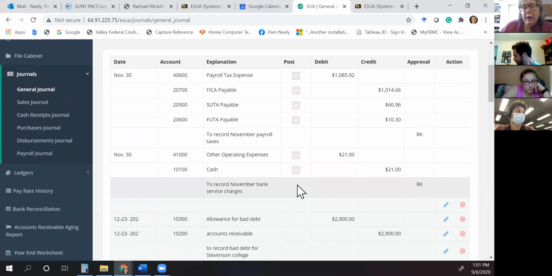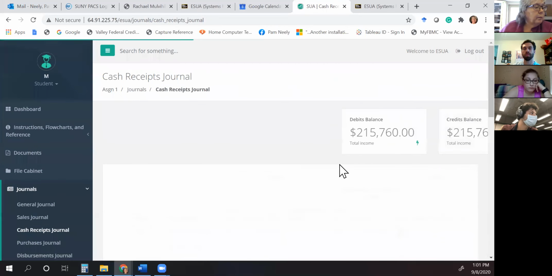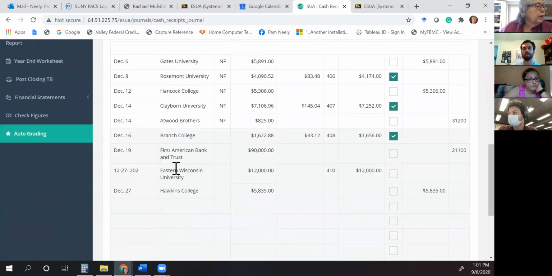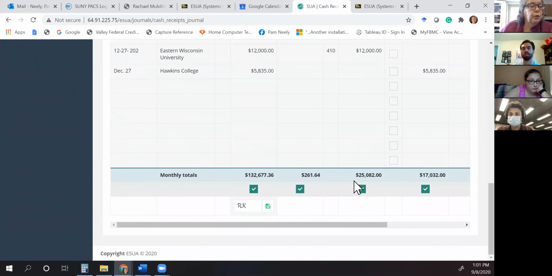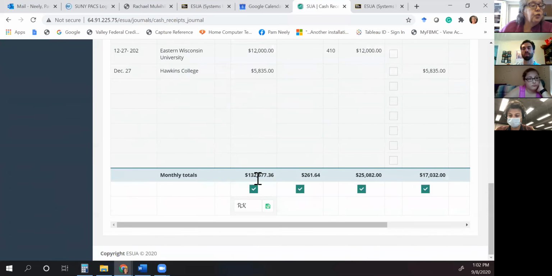Okay, what about the general ledger? So how Branch College has 2 different amounts on the cash receipts journal, do we post those each in their own category on the general ledger? We're not going to post these individually. We're going to post the totals. So Branch College, just because it has these different amounts, we can ignore that. We have totals down here. This is what we post to the general ledger. Okay.